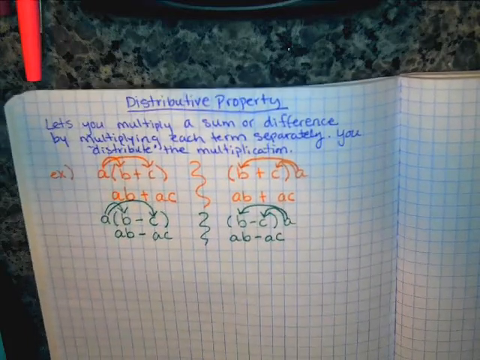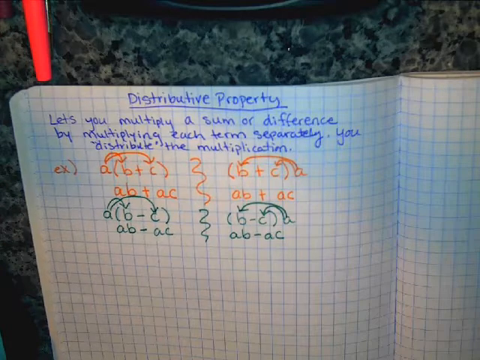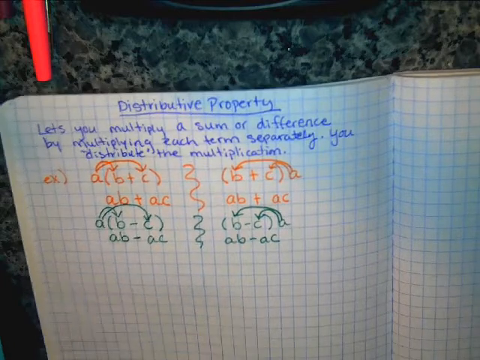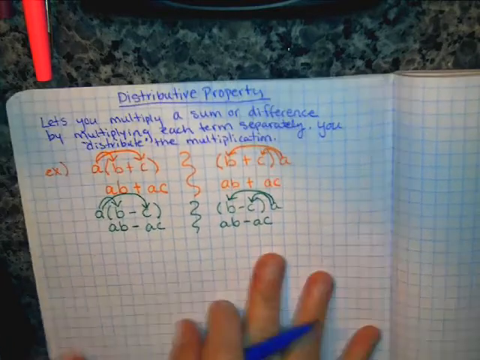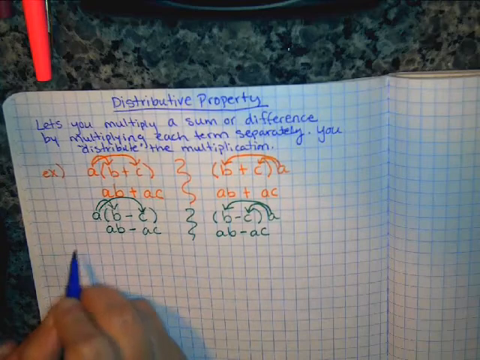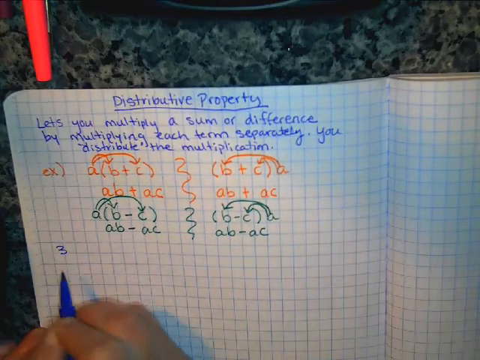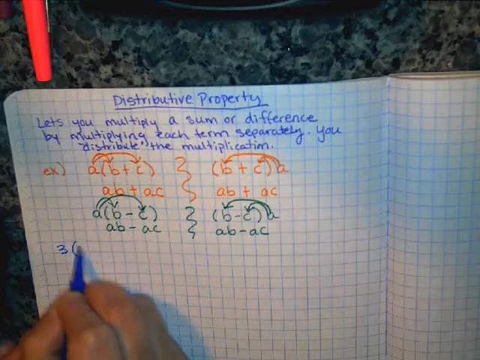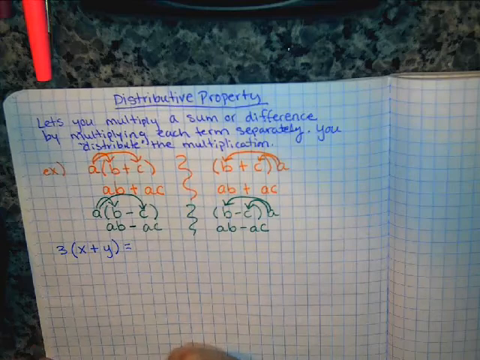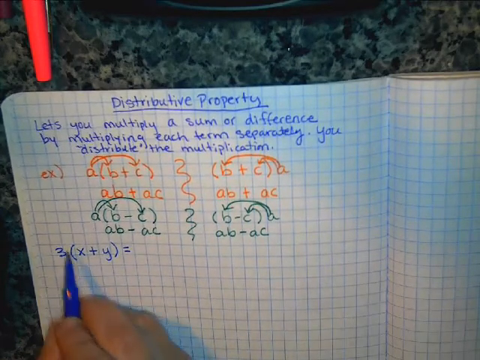Now we're going to do a couple examples with actual numbers, not variables. So it might make a little bit more sense once we start doing those examples with numbers. So we're going to do two examples right here with numbers. Let's try 3 times x plus y. So I've got to distribute that 3 to everything.